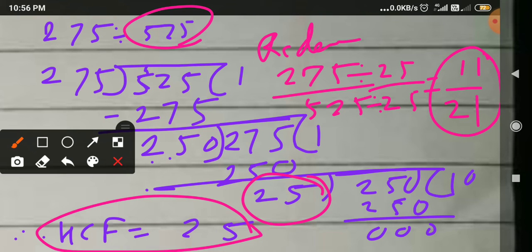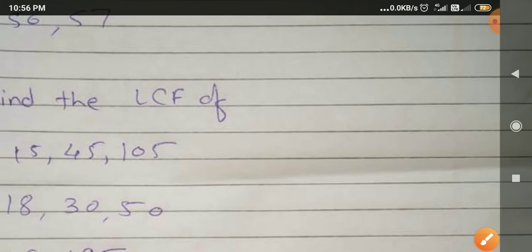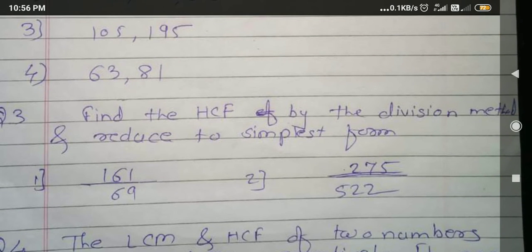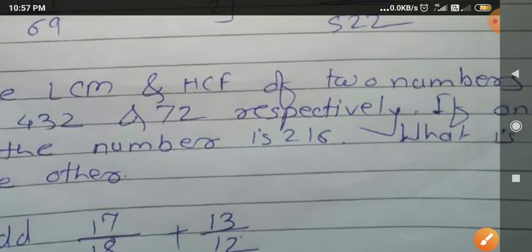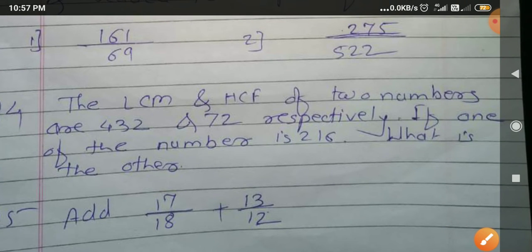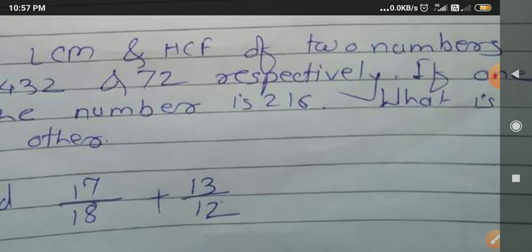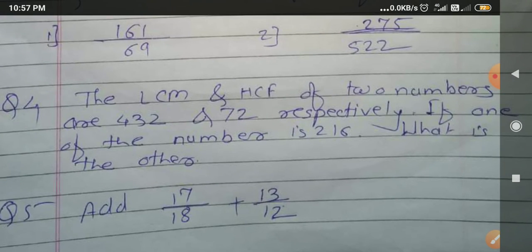Okay, now we will see the next question. I gave these questions from the textbook only, because it is better for you to practice these questions. Now the next question: the LCM and HCF of two numbers are 432 and 72. If one of the numbers is 216, what is the other number?